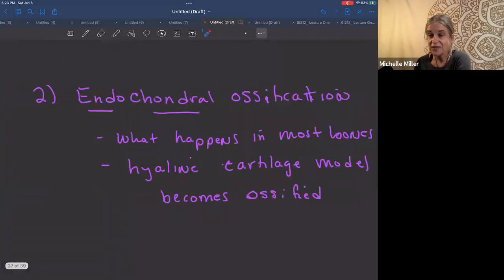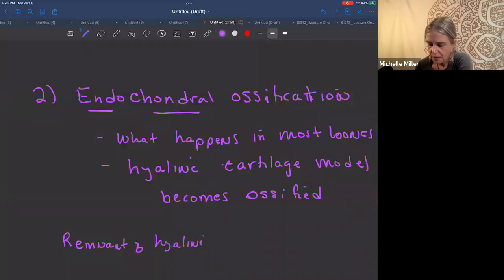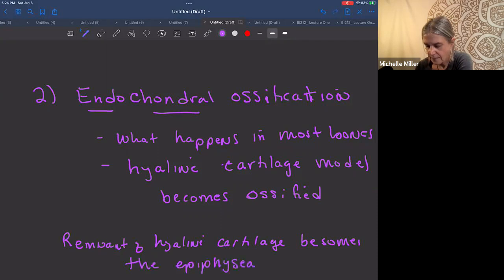So when we talk about endochondral ossification, this is related to the remnant of the hyaline cartilage. So a remnant of hyaline cartilage becomes the epiphyseal plate or the growth plate. So that is sometimes commonly referred to as the growth plate. So we'll talk about the elongation of bones next.